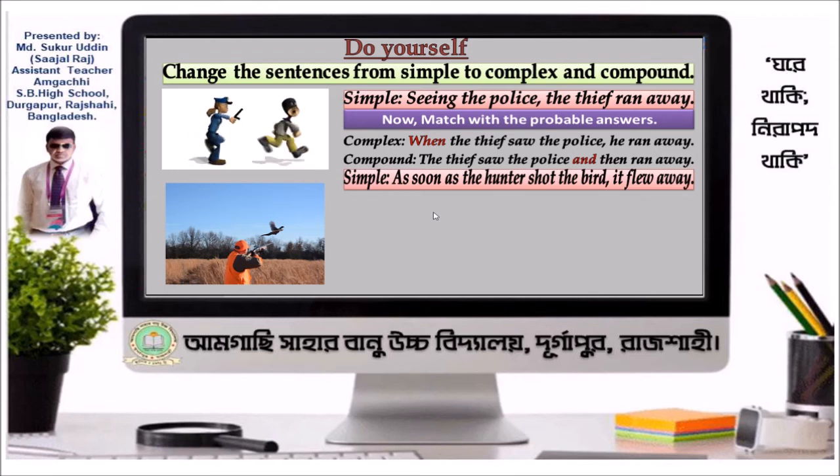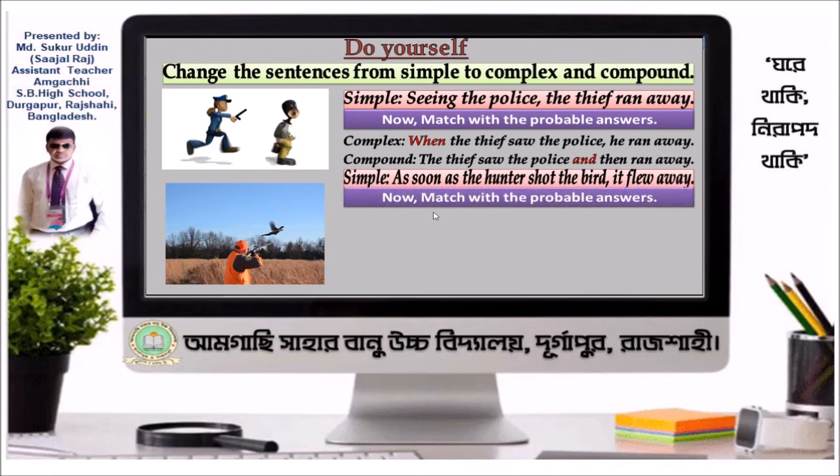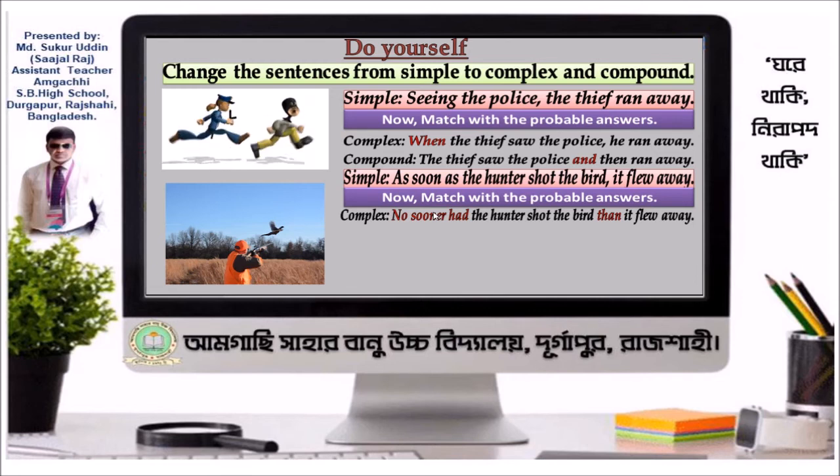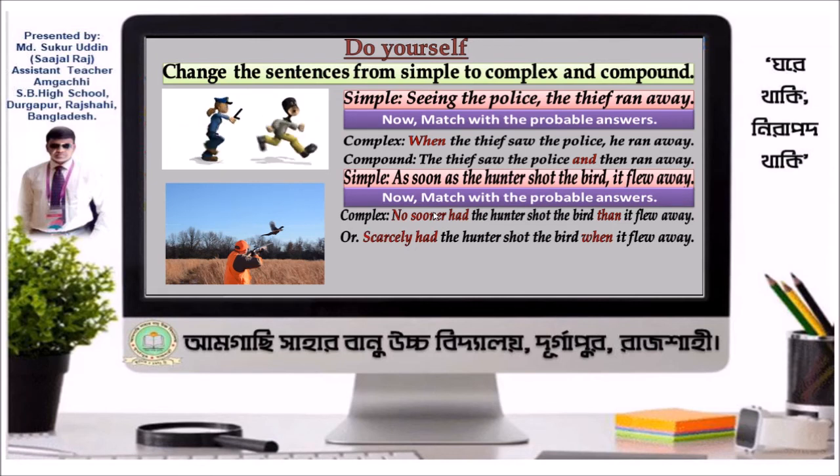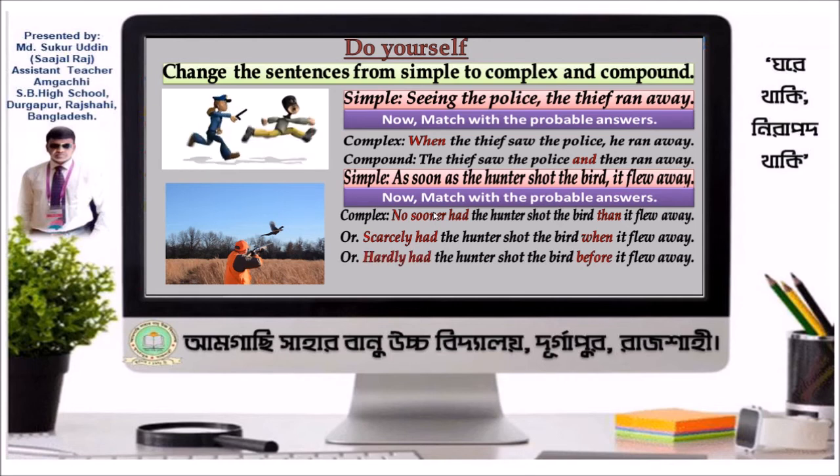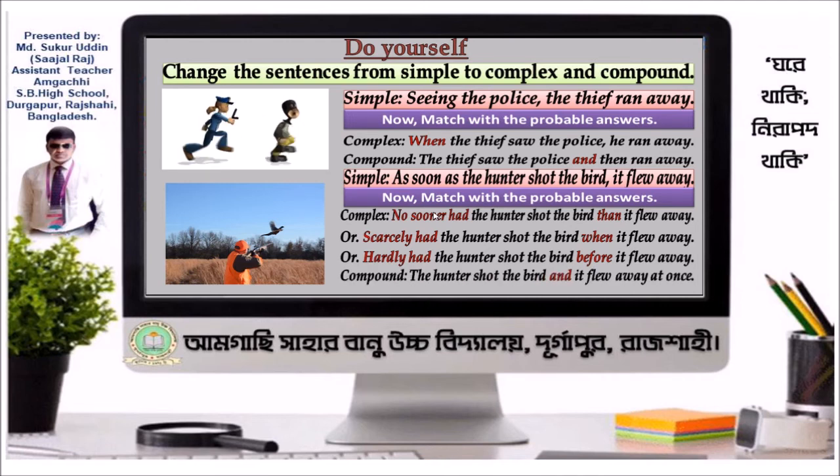Simple: As soon as the hunter shot the bird, it flew away. Have you done? Okay. Now match with the probable answers. Complex: No sooner had the hunter shot the bird than it flew away, or scarcely had the hunter shot the bird when it flew away, or hardly had the hunter shot the bird before it flew away. And compound sentence will be: the hunter shot the bird and it flew away at once. Okay, do you understand?